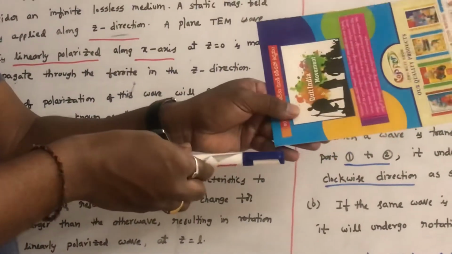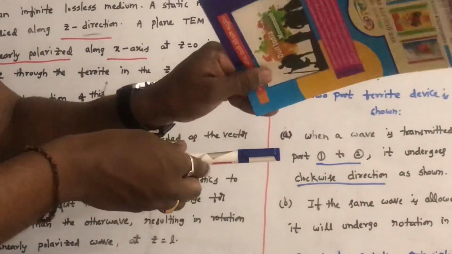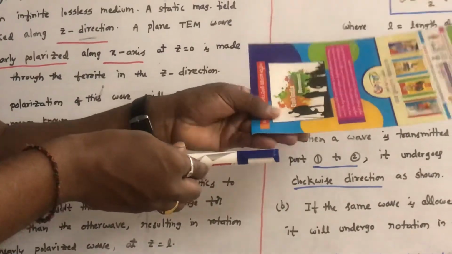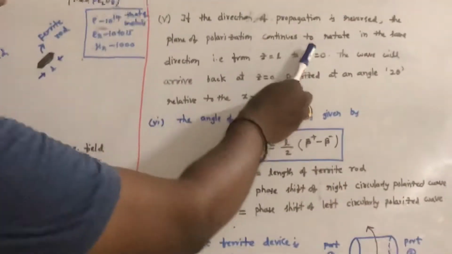So the important point is that when the wave is traveling in the reverse direction, the plane of polarization will not change in direction. The plane of polarization continues to rotate in the same direction. So that is what we have mentioned here.